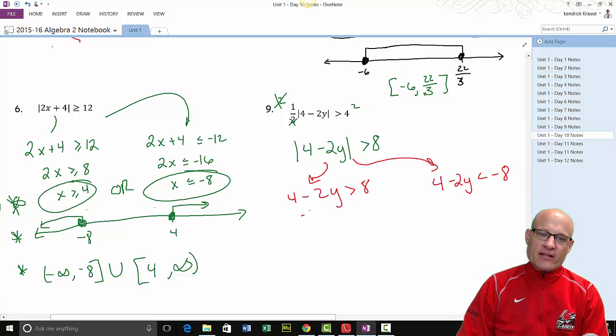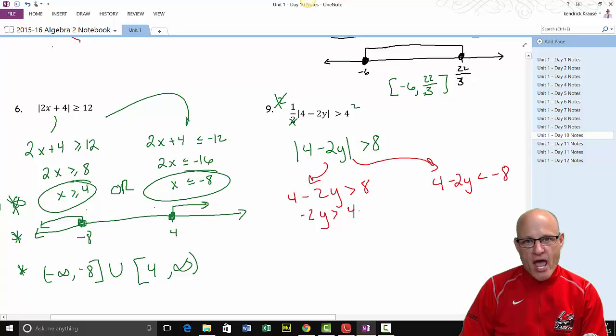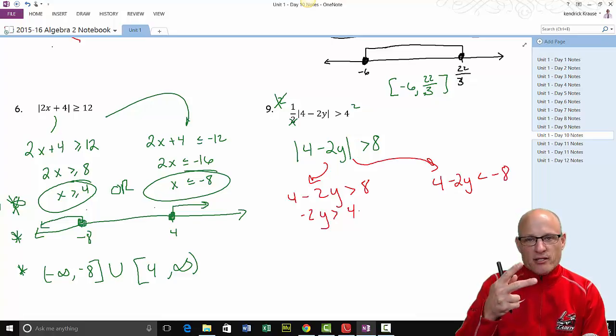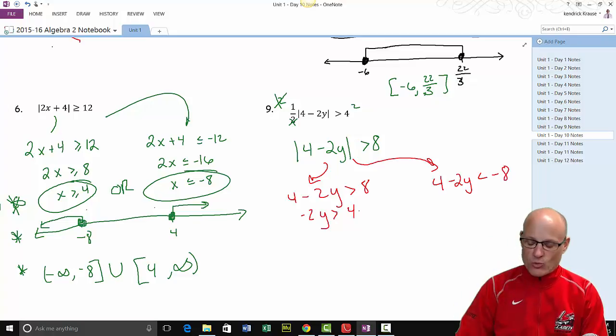Subtract 4 from both sides. I get negative 2y is greater than 8. And someone's saying to me, why don't you show your work there? Because you're in algebra 2, which means you're ready for a little bit of extra work, a little bit of mental math.